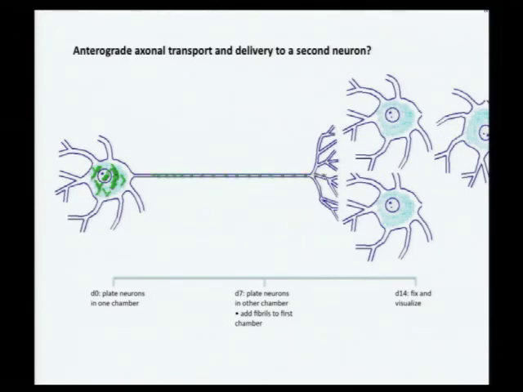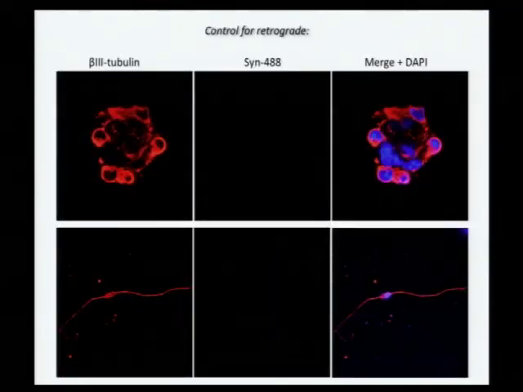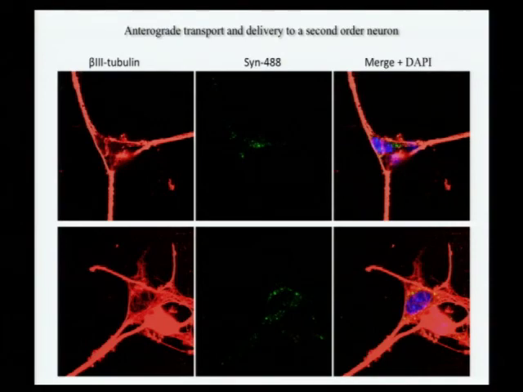So to show if it was anterogradely transported, we plate a neuron on one side, wait until they send their axon on the other side, then plate a neuron on the other side, didn't give them time to send their axon, and added the fibrils of alpha-synuclein in this side, and ask, are we going to see alpha-synuclein in the cell body of the second neuron? And indeed we did. This is a control for the retrograde.